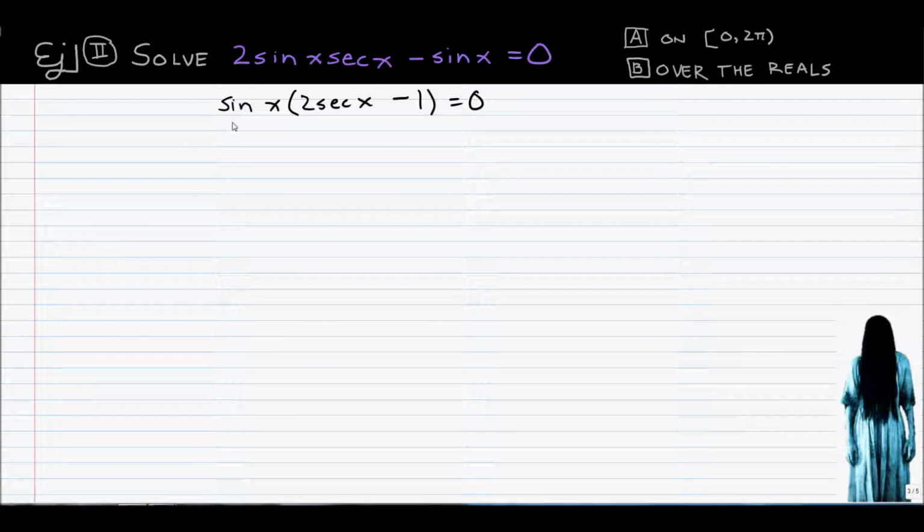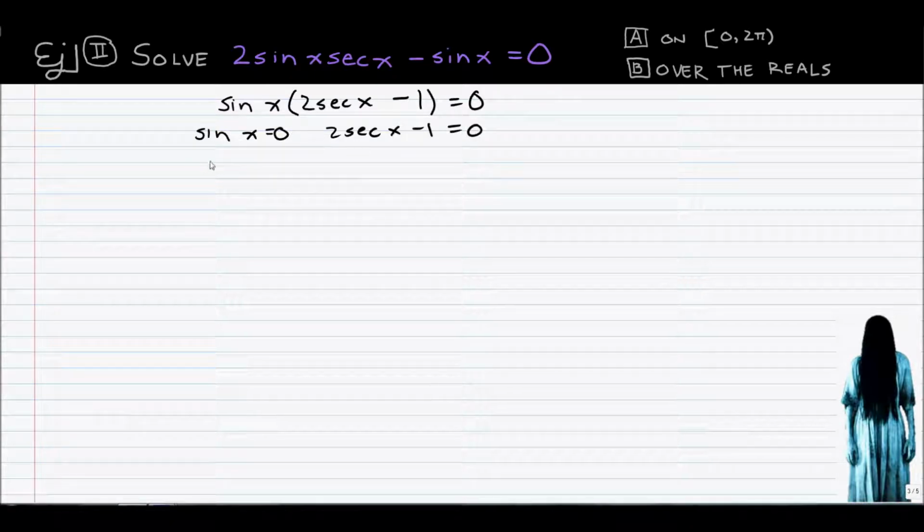Why is that valuable? Now we've got a product of two things that's equal to 0. Oh look, it's the zero products property once again. Gosh, that thing doesn't go away. So what does that give us? It gives us two possibilities. Either sine of x equals 0, because the first thing could be equal to 0, or 2 secant of x minus 1 could equal 0. One of those things is true, maybe both of them, we don't know yet.